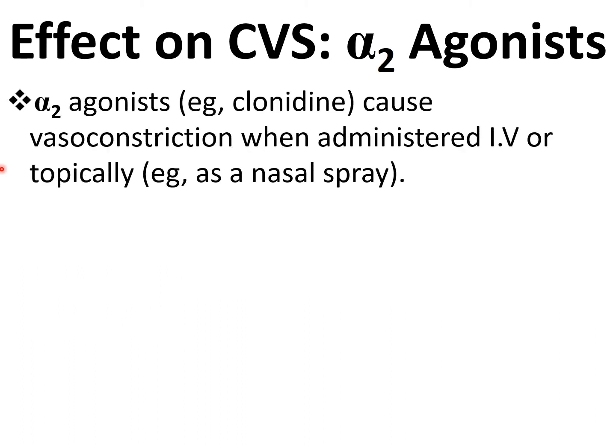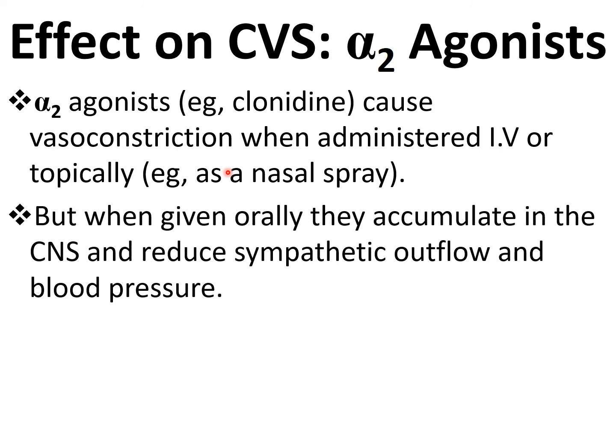Alpha-2 agonists like clonidine cause vasoconstriction when administered IV or topically, like a nasal spray. But when given orally, they accumulate in the CNS and reduce sympathetic outflow and blood pressure. Because you have seen that the alpha-2 receptor is an autoreceptor, and stimulation of this autoreceptor inhibits further release of neurotransmitters. Therefore, it inhibits the vascular tone from the brain. Therefore, it can reduce the blood pressure, and clonidine is the selective alpha-2 agonist which is used.